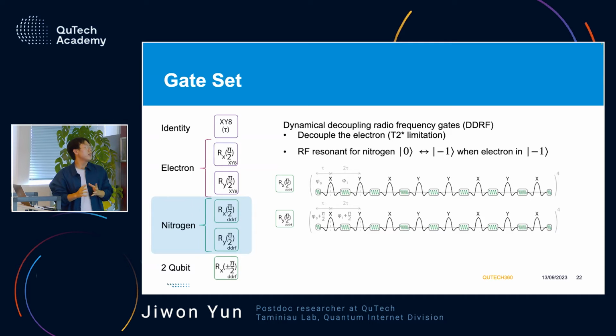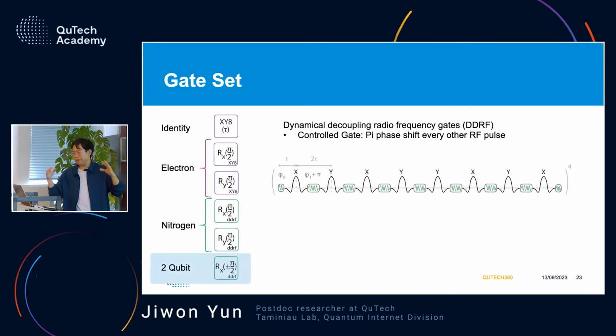So with the right phase conditions, using this kind of gate sequence, we can prepare an X pi/2 gate and a Y pi/2 gate on the nitrogen. And also, if we use a different phase condition where we flip every even RF pulse by 180 degrees, then this can actually be a conditional gate, where the nitrogen rotates by plus pi/2 when the electron is in its 0 state and minus pi/2 when the electron is in its 1 state.